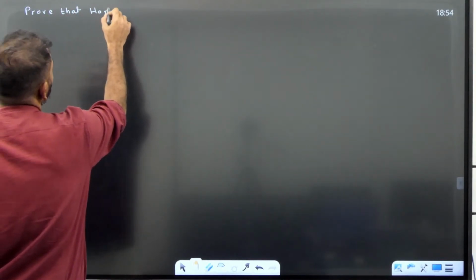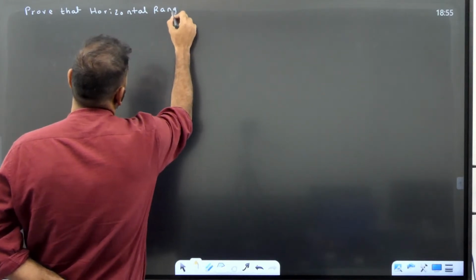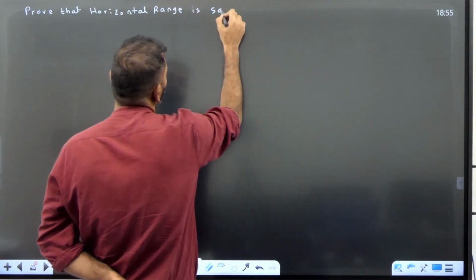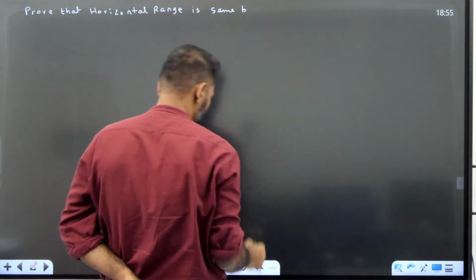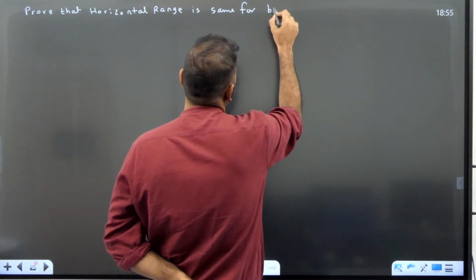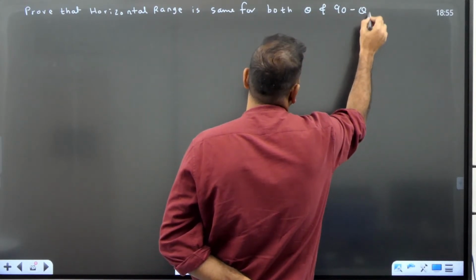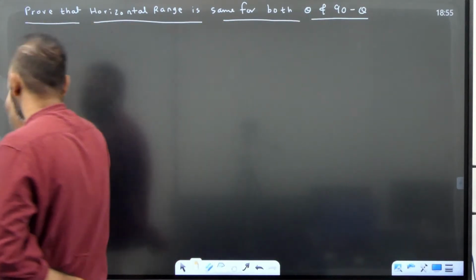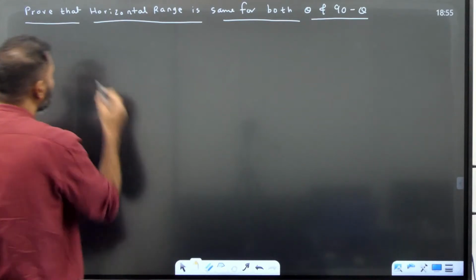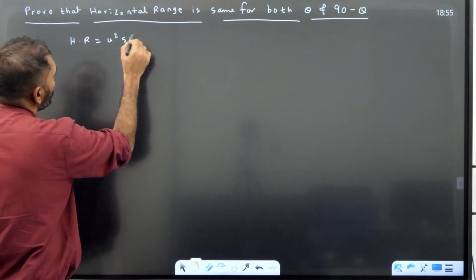Prove that horizontal range is same for both theta and 90 minus theta. Prove that horizontal range is same for both theta and 90 minus theta. What is the equation of horizontal range? U square sine 2 theta by g.